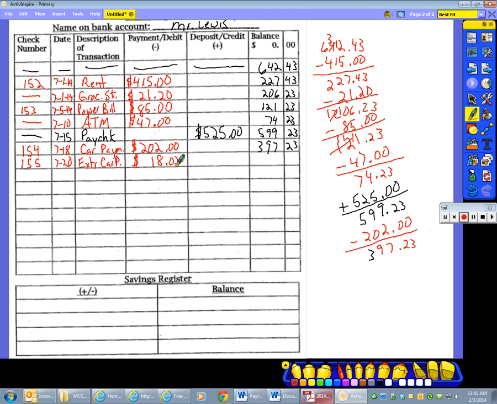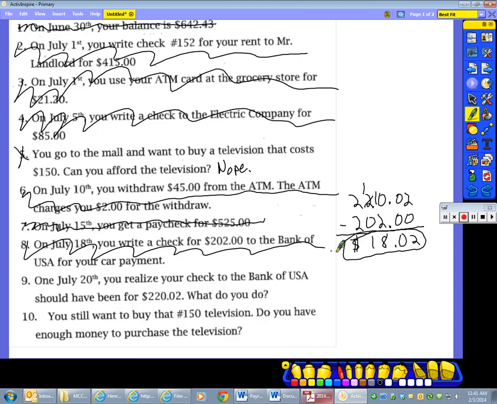I didn't pay enough, so I need to subtract $18.02. So 3 minus 2 is going to be 1. 2 minus nothing is 2. I got to borrow from that 9, makes it an 8, makes that a 17. 17 minus 8 is going to be 9. And 8 minus 1 is 7. 3 minus nothing is 3. So now my ending balance is $379.21. All right. So in other words, the answer to that question is I need to send out a check for $18.02. So we're done with that.